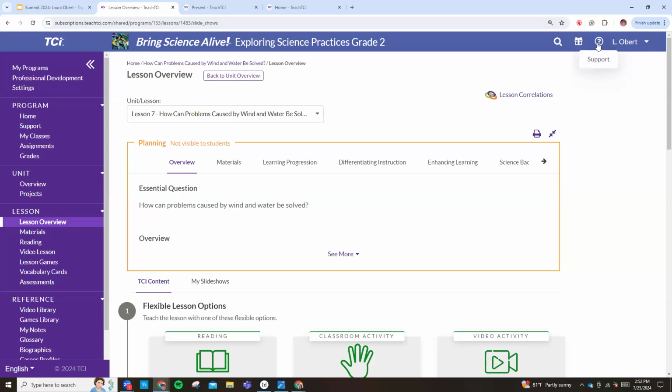You're going to see this little question mark icon right next to your name. This is going to take you to your help desk. So any problem solving that you have, any questions that you have, that's going to pop up here in your help desk. This is searchable.